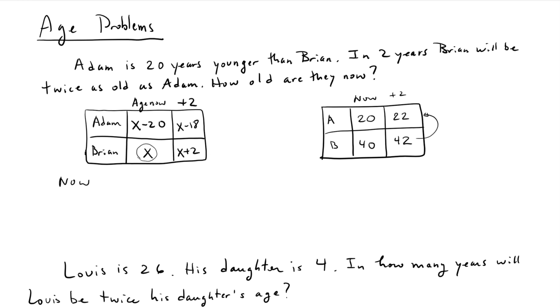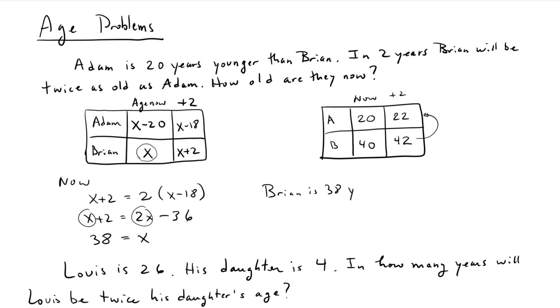Now let's include that information. Brian's age would be twice the age of Adam in 2 years, and this is the equation we have to solve for X. We get this. I'm going to send all the X on one side and the constants on the other side. If I subtract X, I get X here, and 2 plus 36 is 38. So Brian now is 38 years old, and Adam, who is 20 years younger, is 18 years old.